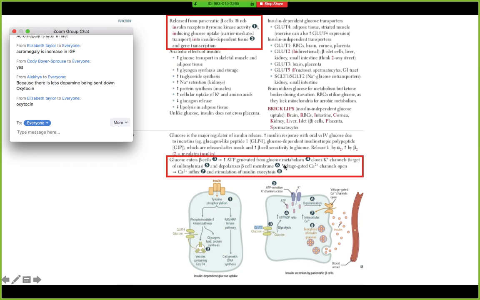And because of that, your voltage-gated calcium channels are going to open, and you'll see an influx in intracellular calcium. Because of that, that is going to stimulate the exocytosis of insulin. So you'll see insulin being released from your pancreatic beta cells. And this is really the extent that you need to know this.